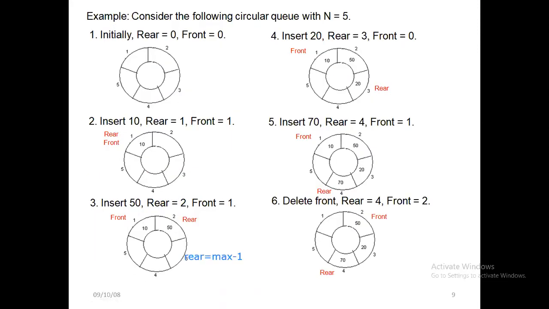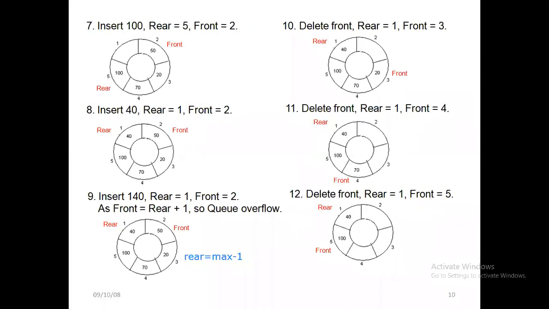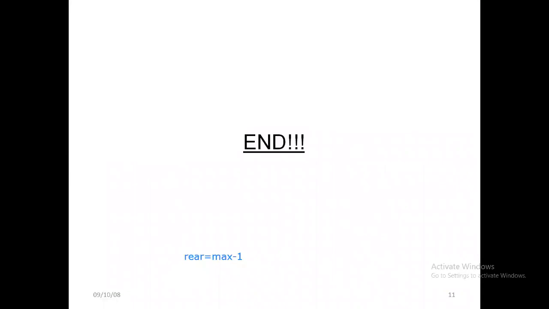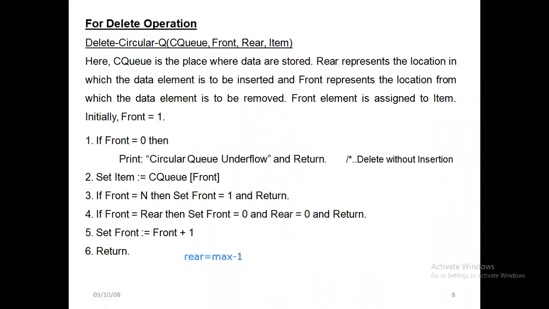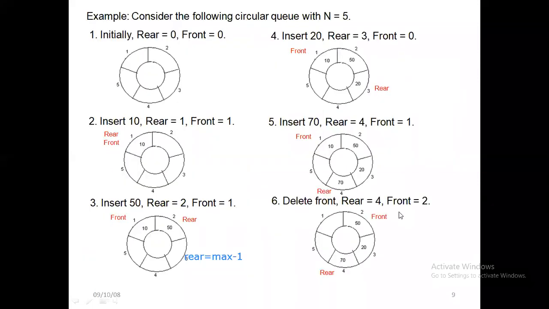So you can see here. I will take the item from the CQ of front. If front is equal to n, then set front is equal to 1 and return. If front is equal to rear, then set front is equal to 0 and rear is equal to 0 and return. If both front and rear are equal, that means there is nothing to delete. So I will keep front is equal to 0 and rear is equal to 0. Next, what I will do? Front is equal to front plus 1. That means I will increment the front to delete the next element.